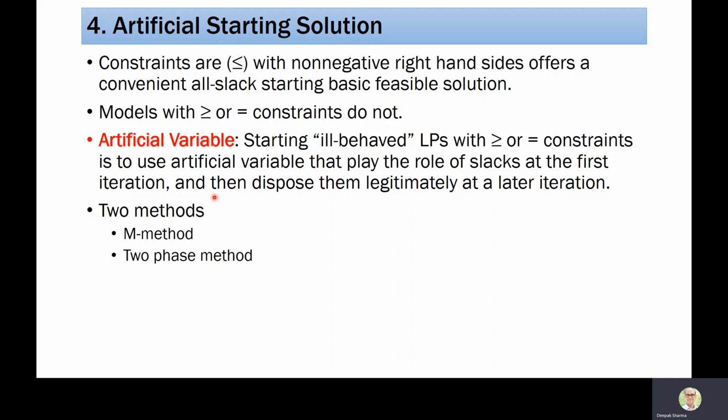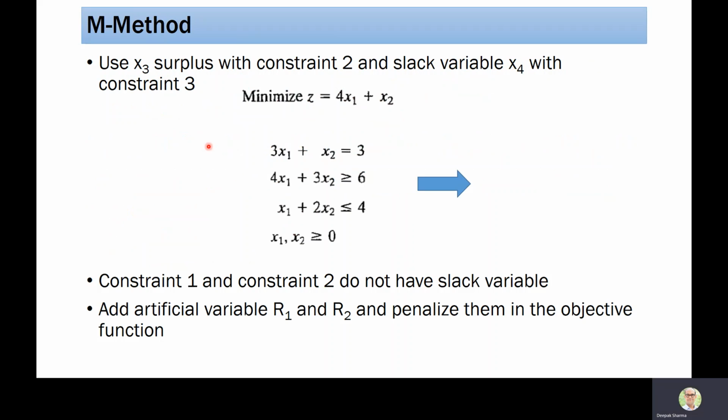There are two methods to deal with such LP models which have either greater than type, equal to type, or both types of constraints. These methods are called the M method and the two-phase method. Let us begin with an example here.